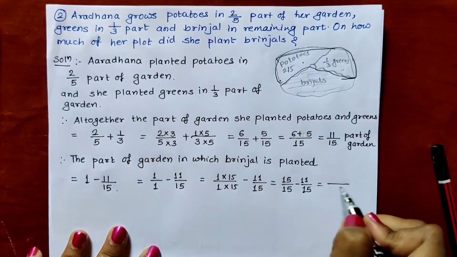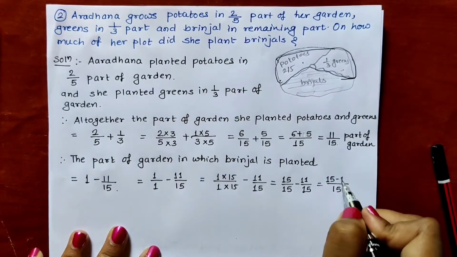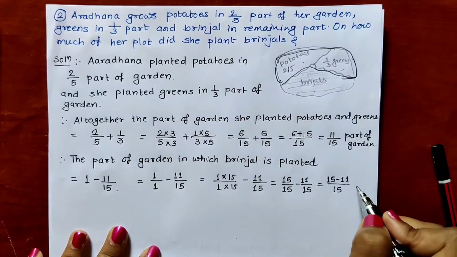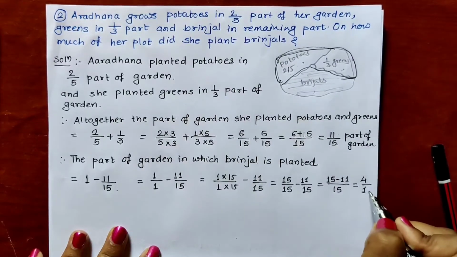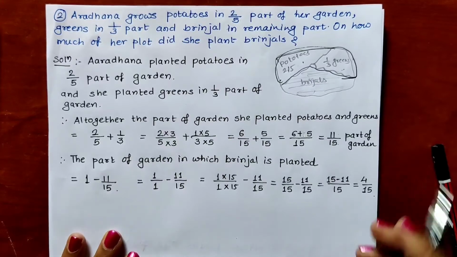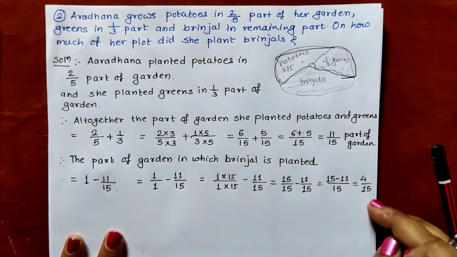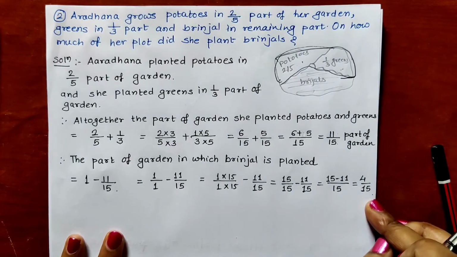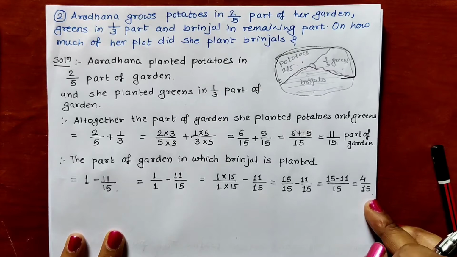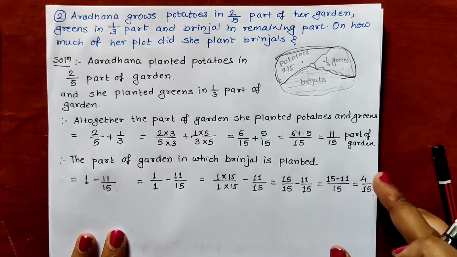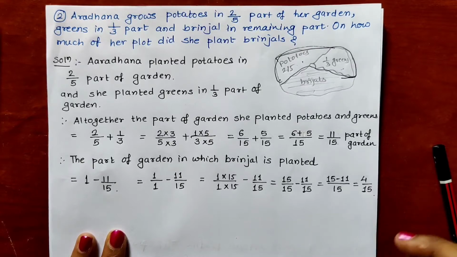15 is the common denominator, we write it one time. This 15 minus 11. 15 minus 11 is 4 upon 15. So how much part of the garden is having brinjals? 4 upon 15 part of the garden is having brinjal, or she planted brinjal on the part of the garden which is 4 upon 15th part of the garden.